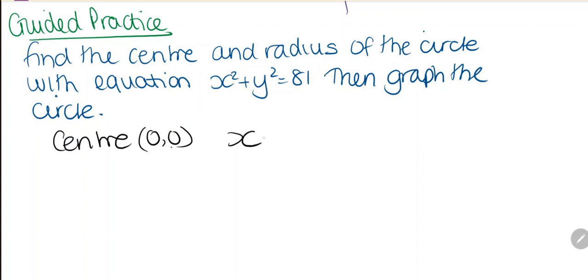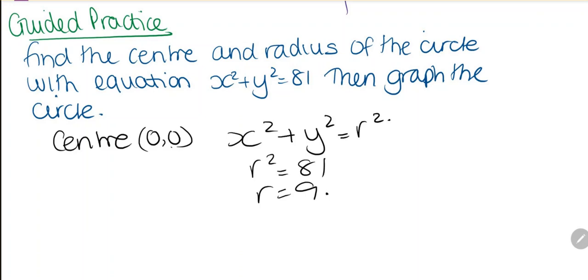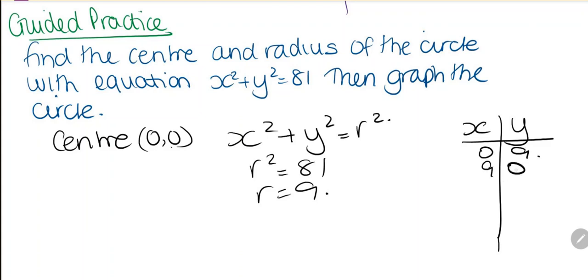and we're going to use this circle equation, and we can see that r squared is equal to 81. So if r squared is equal to 81, the radius will be 9. So we need to draw a table, so to find some points. So we know that if the radius is 9, and we know that this is going to be symmetrical, we will have these 4 values.